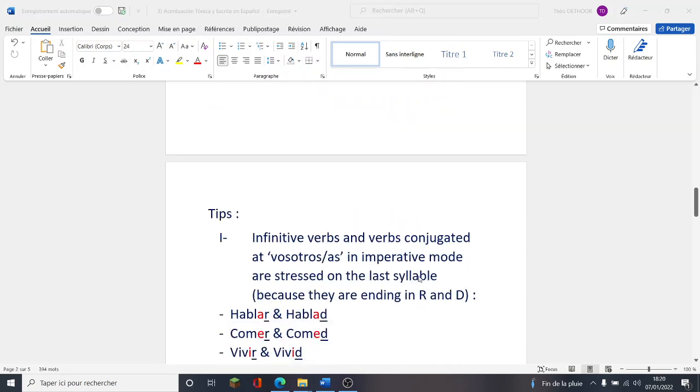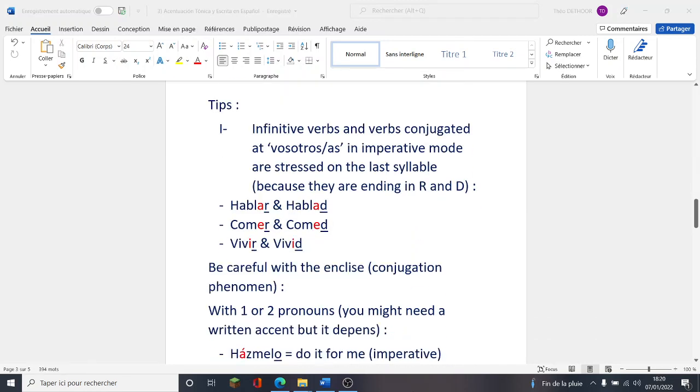So, right now I have made a selection of some tips for you in order to understand and notice some kinds of patterns that can help you analyze word stress in Spanish. So the first tip I can give you concerns verbs, and more especially infinitive verbs and verbs conjugated at vosotros or vosotras in imperative mode.